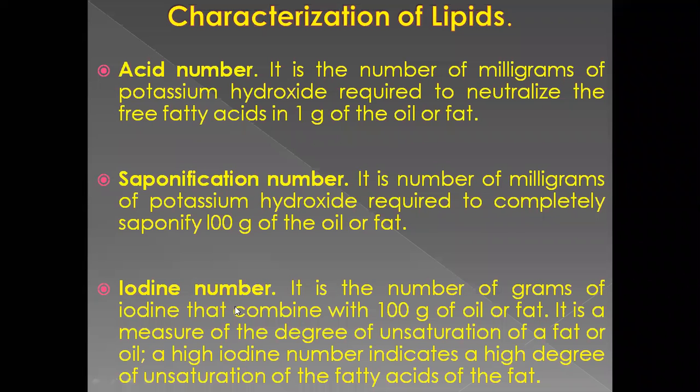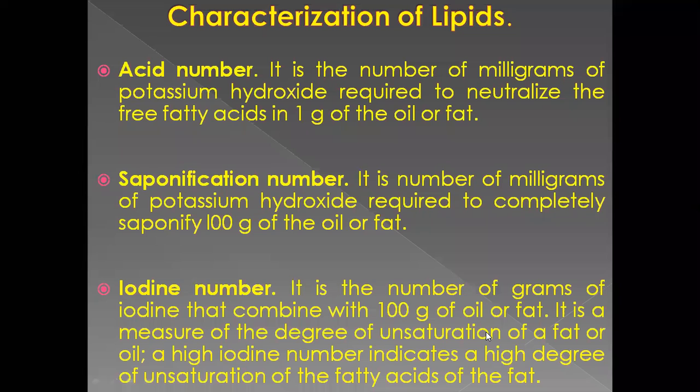Our third characteristic property is the iodine number. Acid number is the amount of base required to neutralize. Saponification number is the amount of base required to saponify 100 grams. Here it is 1 gram. Now what is the iodine number? It is the number of grams of iodine that combine with 100 grams of oil and fat. So here there is a combination reaction. It is a measure of the degree of unsaturation.